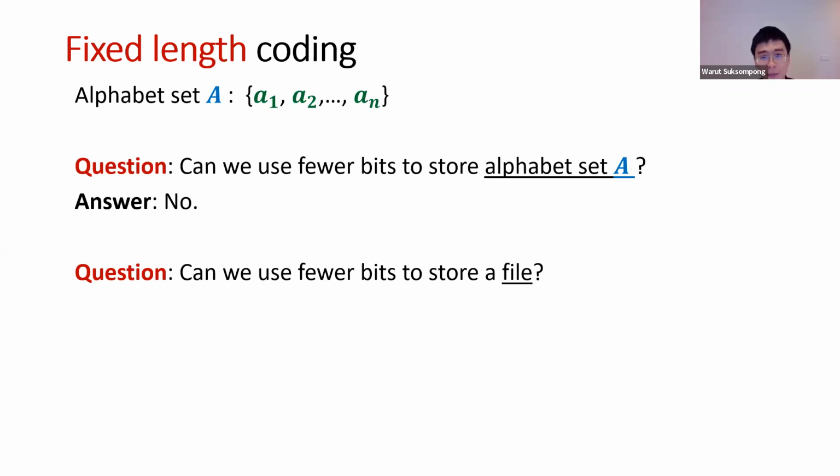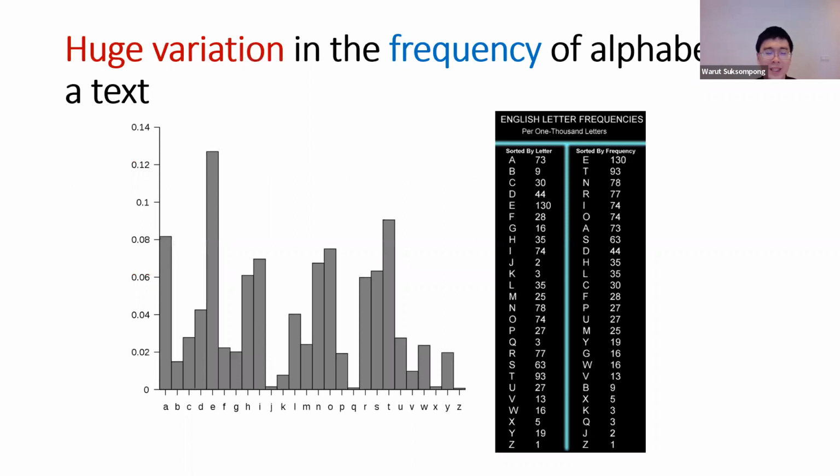But can we use fewer bits to store a file? The whole file, not just the alphabet set. And for the whole file, the answer is actually yes. This fixed length coding is not the best option. Why is that? It might seem counterintuitive, but the reason is that there's a huge variation in the frequency of alphabets in a text.